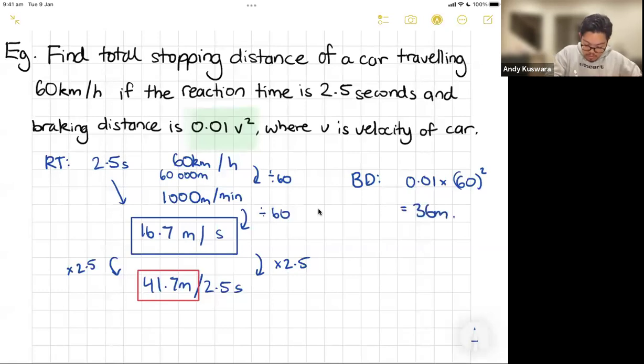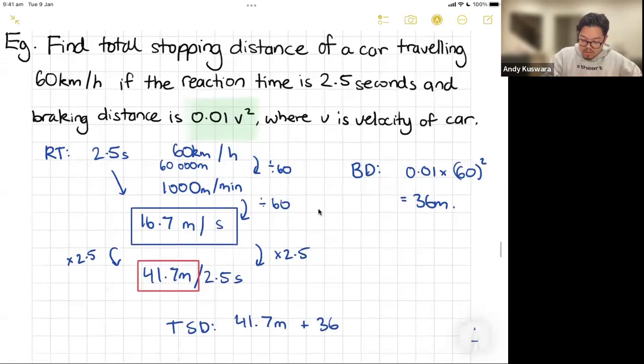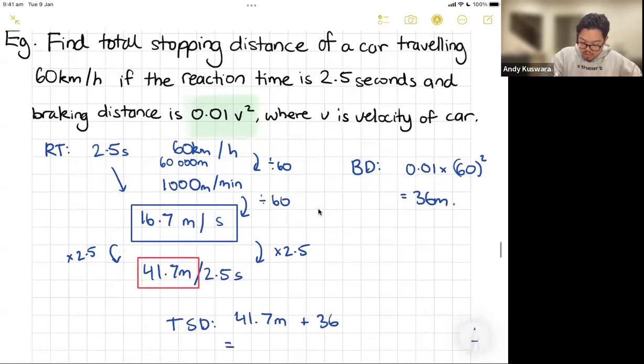So my total stopping distance is going to be my reaction time, which was 2.5 seconds, which meant I traveled 41.7 meters. And then to brake after that, there's another 36, because that's how long it took. So that gives me a total of 77.7 meters. That's how long it would have taken me to come to a complete stop.